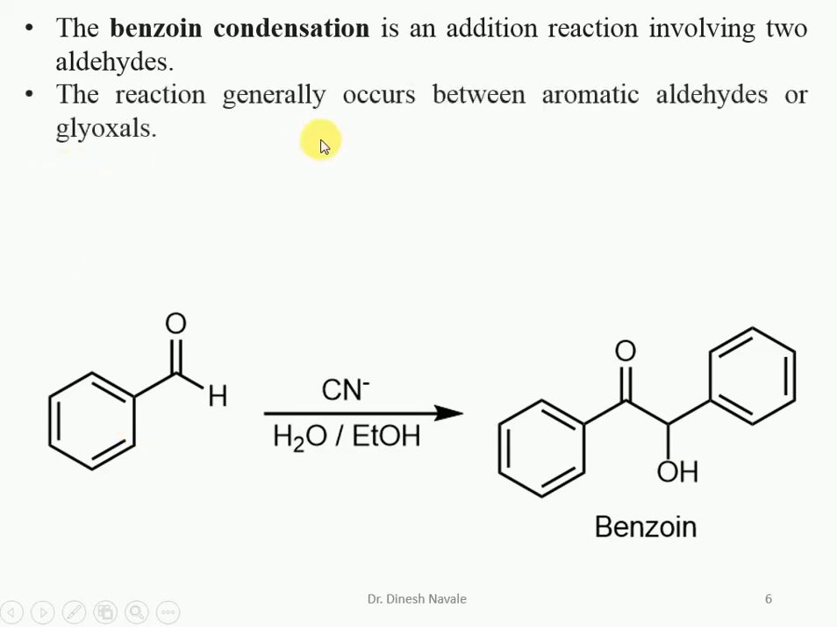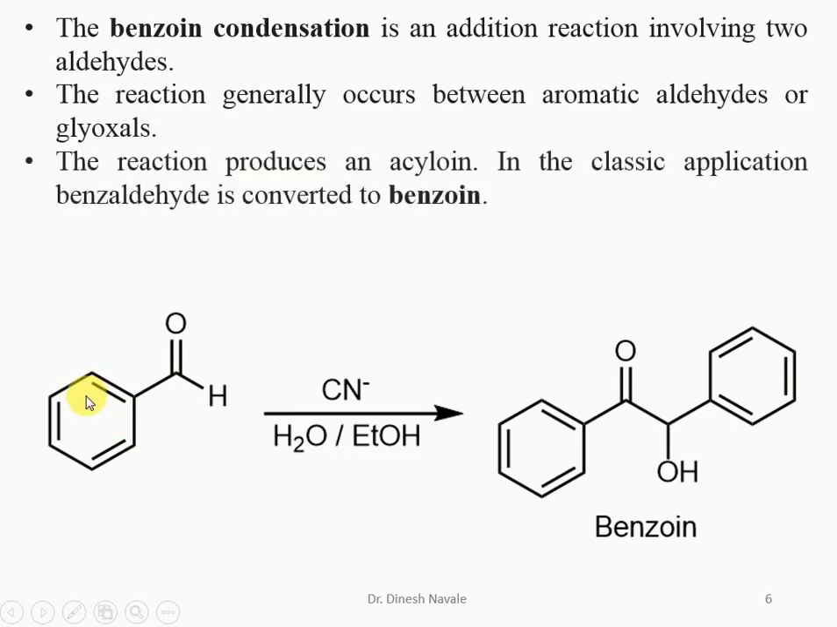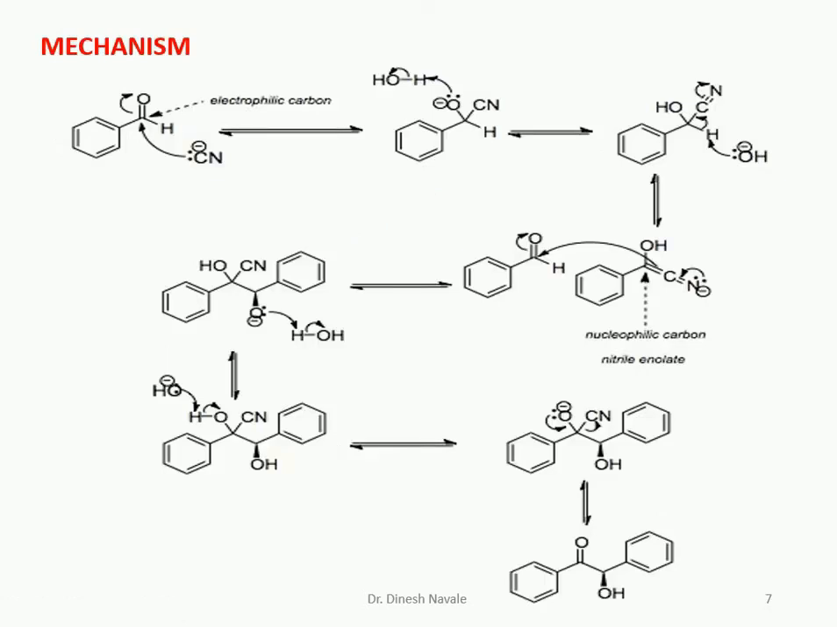The reaction generally occurs between aromatic aldehydes or glyoxals. This reaction produces an acyloin. In the classic application, benzaldehyde is converted into benzoin. So this is the mechanism.